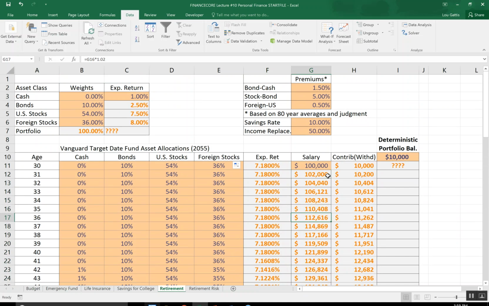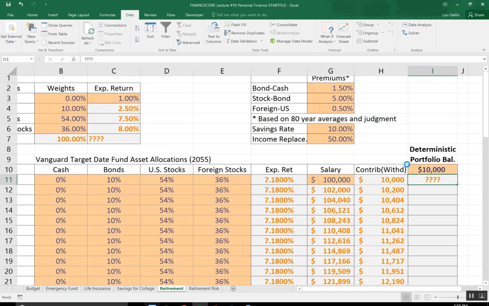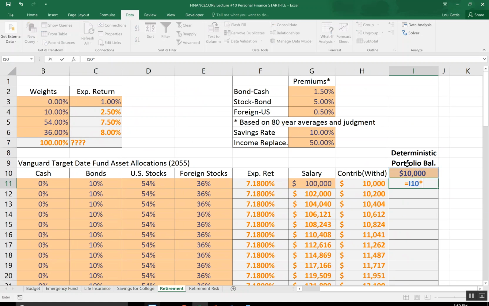Now I have her salary growing. The contributions into the portfolio are always 10% of salary. That's the assumption right here. So let's figure out if Jordan's going to have enough money. We're going to start off here. Let me expand this a little bit. We're going to say that the portfolio starts at 10,000. That 10,000 grows at 1 plus 7.18, the expected return of that portfolio. I'm then going to add the contribution. So she's going to get 7% return on 10,000. That's 10,700 plus deposit another 10,000. So she has 20,700.